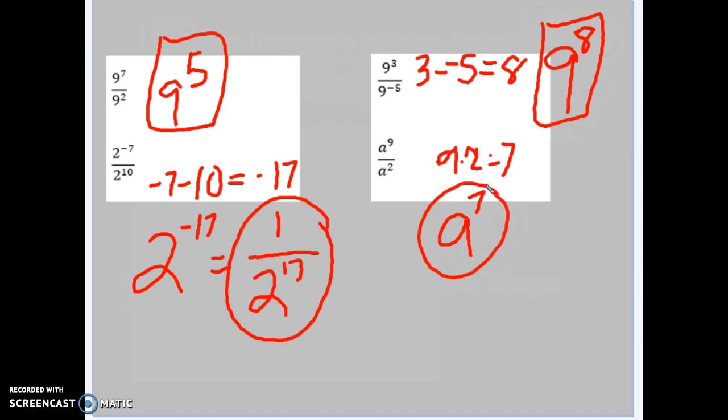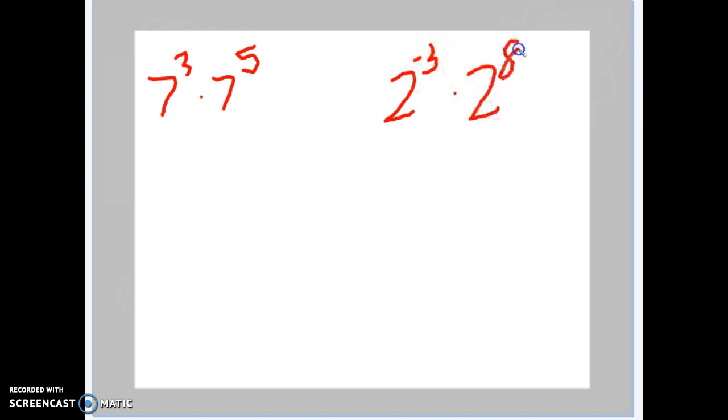So what I would like for you to do right now at the bottom of your sheet, you should have a little bit of blank space, and if you don't, flip it over. I want you to show me what you would do in each of these problems. I'm going to mix it up between what we did yesterday and what we're doing today. First one, we have 7 to the 3rd power times 7 to the 5th power. Second one, we have 2 to the negative 3rd power times 2 to the 8th power. And then 3 to the 8th power over 4 to the negative 3rd power.